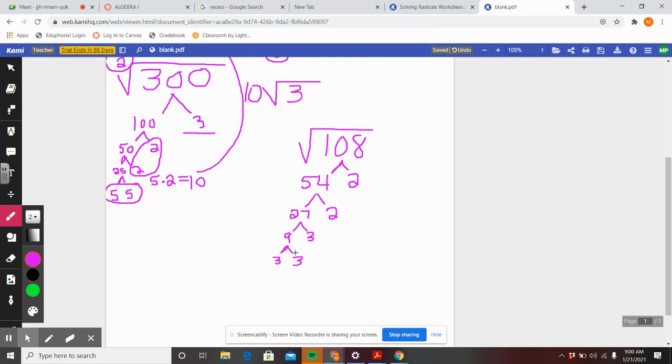Like a 3 group. Yes, so we have a 3 and we have a set of 2s. So what comes out? 3 times 2. A 6 comes out. And what was left over? 3.